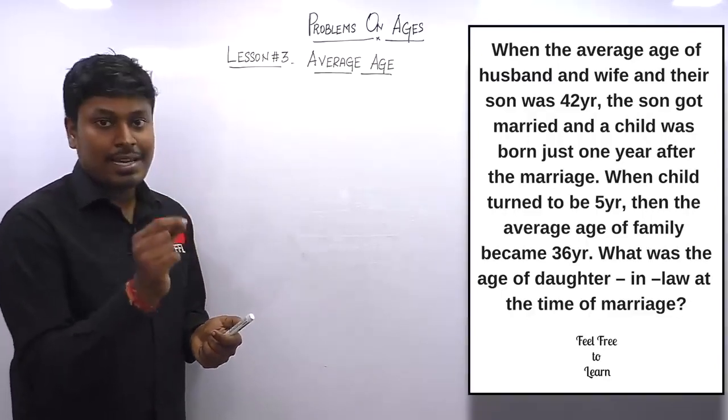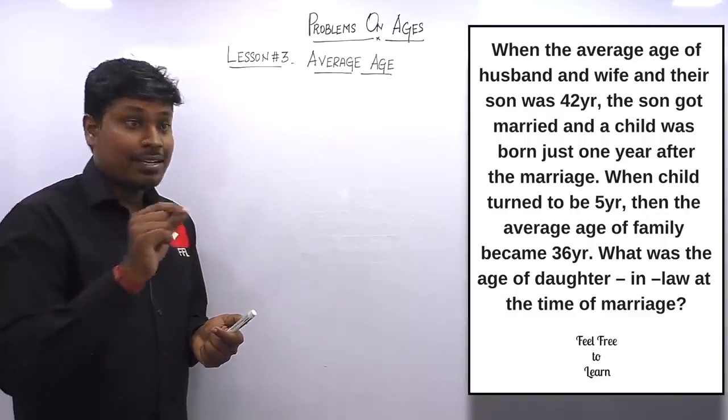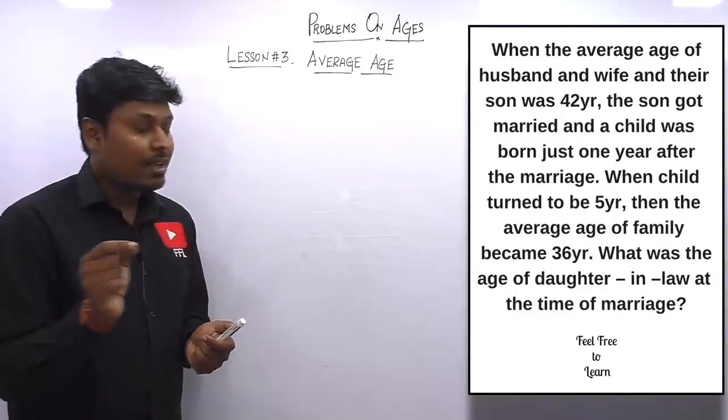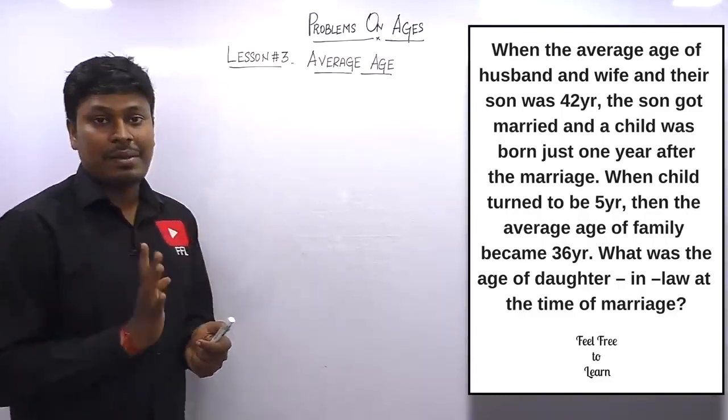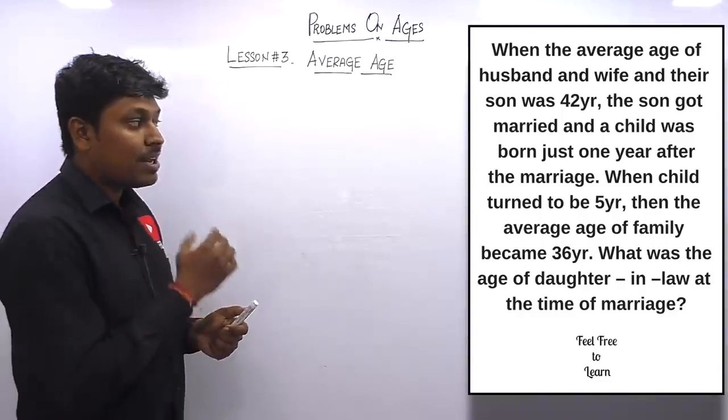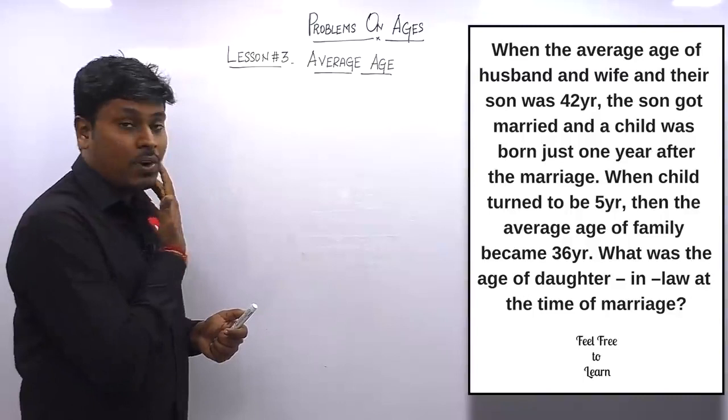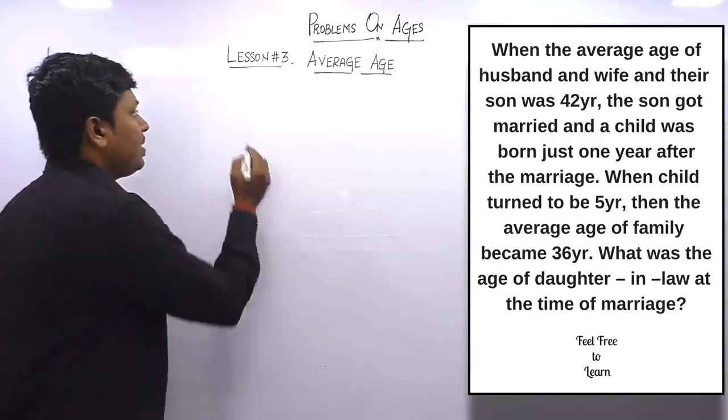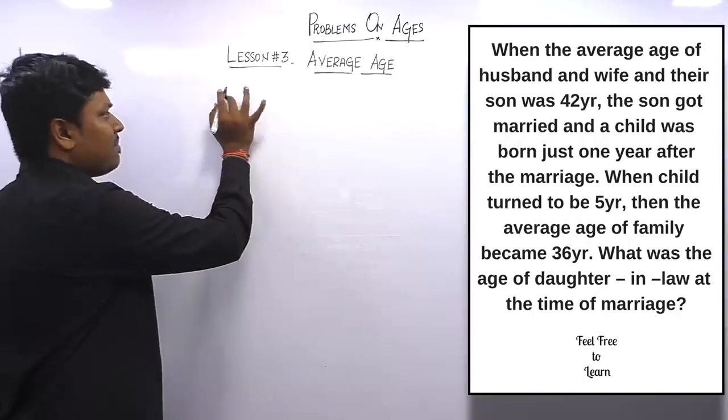After 1 year, a child is born. After 5 years, the child's age becomes 5 years and the average of the family is 36. So by using this data, our target is to find the age of the daughter-in-law. So let me do one thing. Just for your reference, I am writing this.